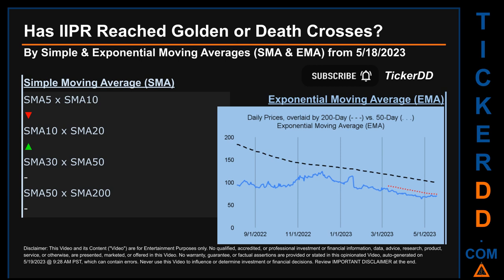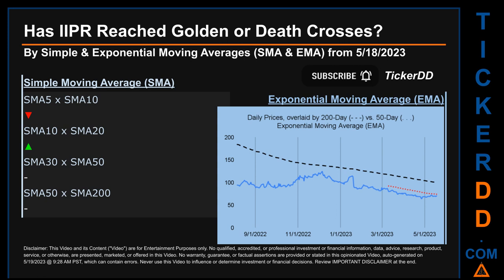Has IIPR price reached golden or death crosses? Golden cross and death cross are basic signals that compare average prices across two specified trade day ranges, a short-term versus a long-term range. For example, 5-day versus 10 trade days. Essentially, a golden cross is a bullish signal. It appears when a ticker's short-term moving average crosses above its long-term average. Vice versa, a death cross is a bearish signal when the short-term crosses below its long-term moving average.